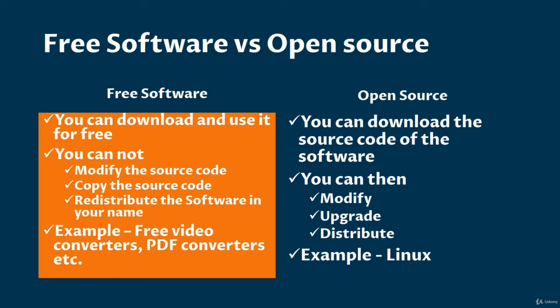On the other hand, in the case of open source, you can download the source code of the software. You can then modify, upgrade, and distribute it. For example, Linux. The source code of Linux is available. Red Hat has a distribution in the name of Red Hat Linux. Ubuntu has another distribution in the name of Ubuntu Linux. Like that, there are many companies distributing Linux in their names. So, this is all about open source software.